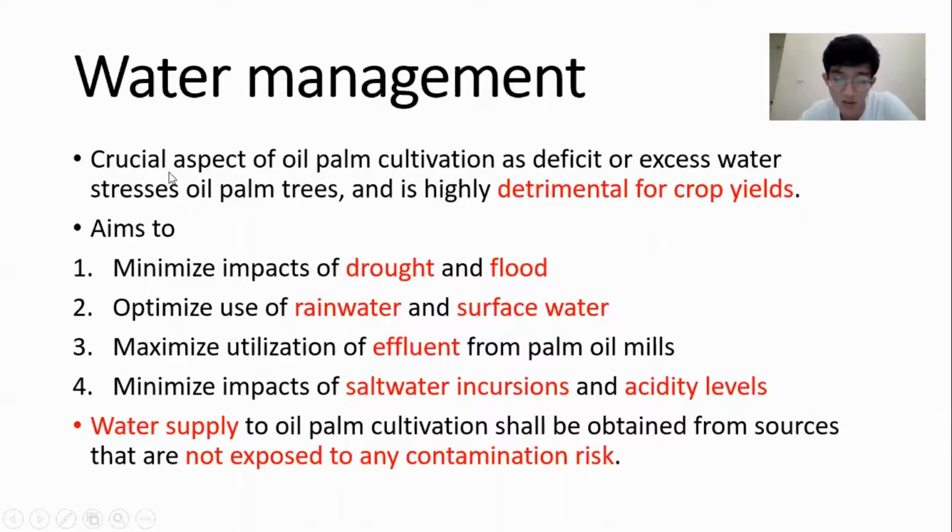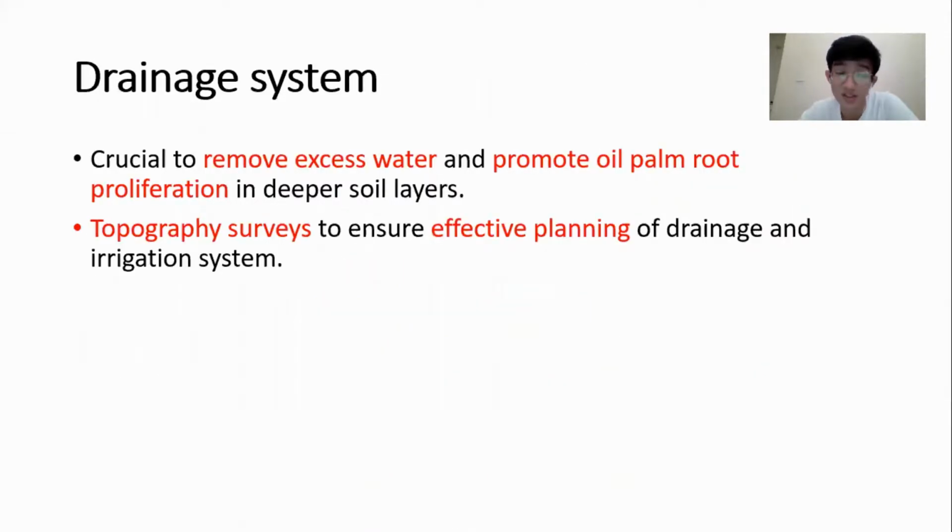Water supply or water source to oil palm cultivation shall be obtained from sources that are not exposed to any contamination risk. Drainage system is crucial to remove excess water and promote oil palm root proliferation in deeper soil layers. Topography surveys are conducted to ensure effective planning of drainage and irrigation system, such as identifying water gates and flood pond areas.